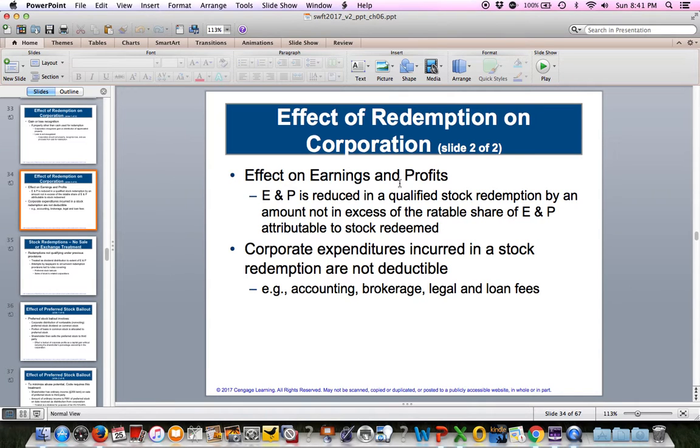The effect on earnings and profits (E&P): earnings and profits is reduced in a qualified stock redemption by an amount not in excess of the ratable share of E&P attributable to stock redeemed. Corporate expenditures incurred in a stock redemption are not deductible: accounting, brokerage, legal, and loan fees.